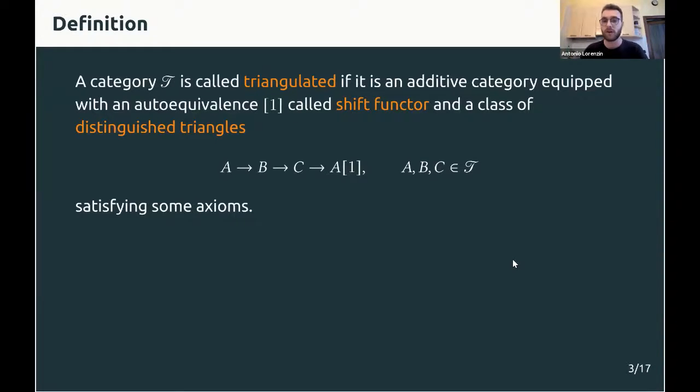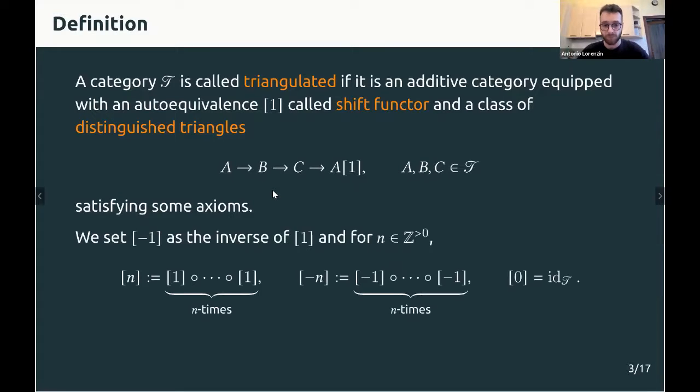A category T is called triangulated if it is an additive category equipped with an autoequivalence, which is the shift functor, and a class of so-called distinguished triangles, which is something as you see. These distinguished triangles are required to satisfy some axioms. I don't want to go into detail, but in the next slide we will see some properties. But before that, I want to say something about notation. We use the notation [1] to denote the shift functor, but we also need [-1] to denote its inverse. Then we use [n] to denote the shift n times, [-n] to denote the composition of its inverse n times, and [0] to indicate the identity functor.